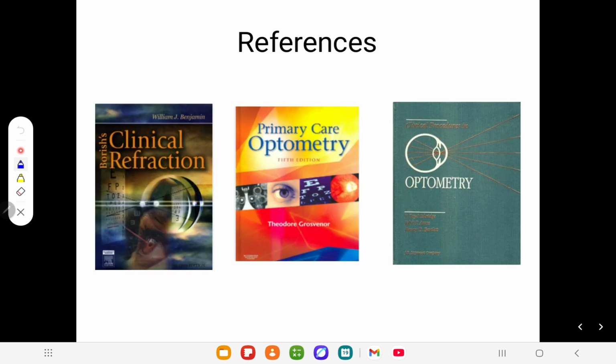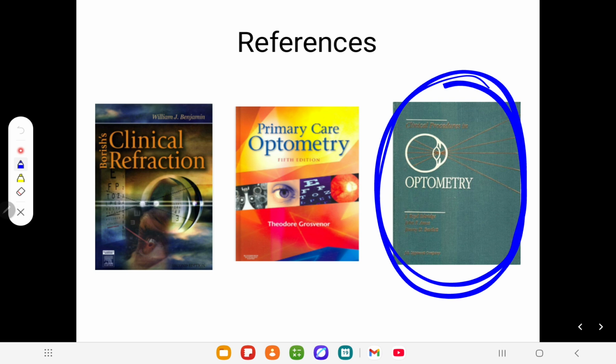Okay. So these are the references. Yes, definitely this is a great book to read. Keratometry. Just remember, this is the great book to read, Keratometry. Okay.